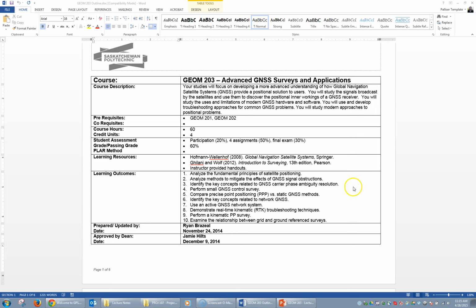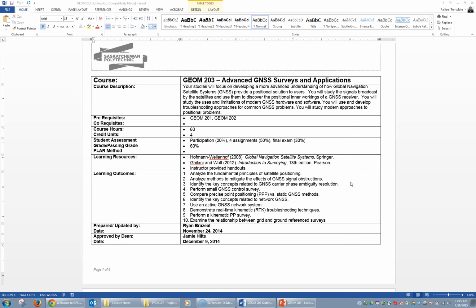Surveys and Applications. So we'll begin today by going over the course outline so we understand what we'll be discussing and learning about in this course. We'll quickly go over the assignments, not in great detail, but at least macroscopically in order for you to understand what exactly we'll be looking at.